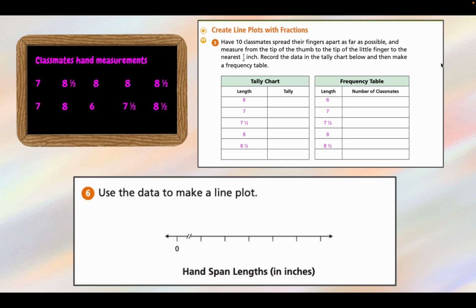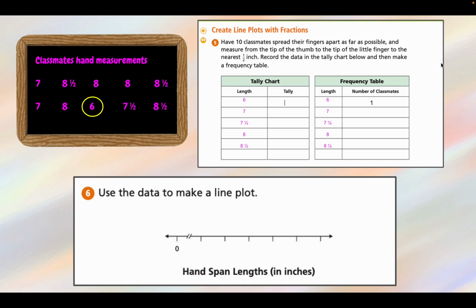Now you'll notice the lengths are the same, nothing has changed, and I did put them in order from the smallest to the biggest. You don't have to do it that way, but I think it organizes it a little bit better. So there's 6, there's 7, there's 7.5, there's 8, and there's 8.5. So those go in both the tally chart and the frequency table.